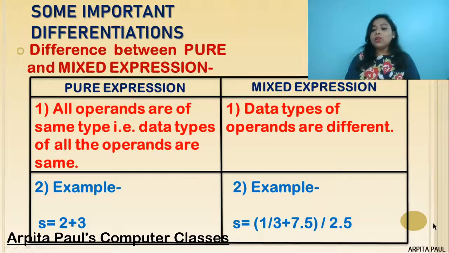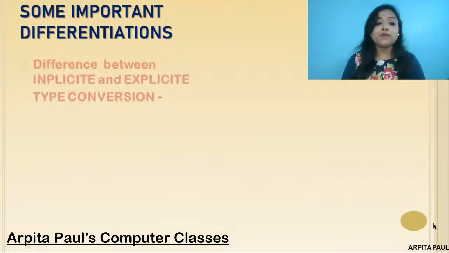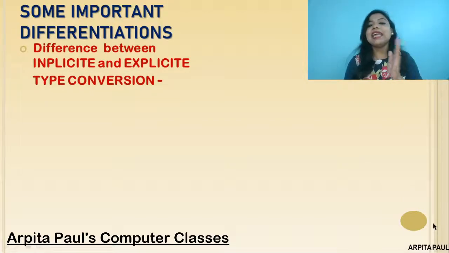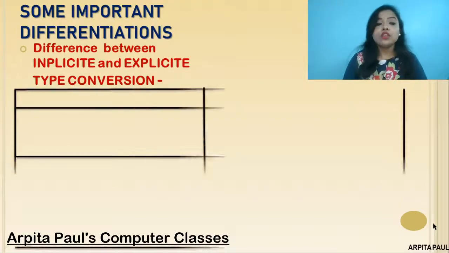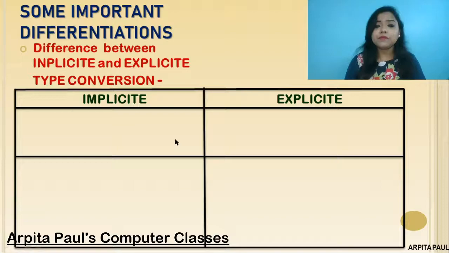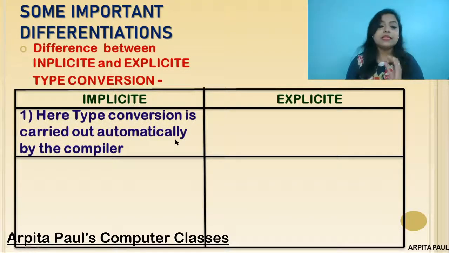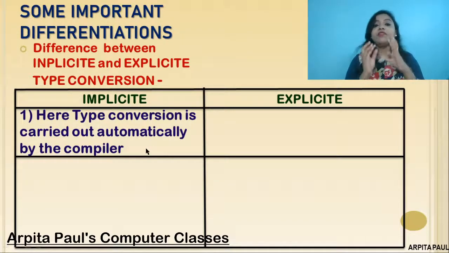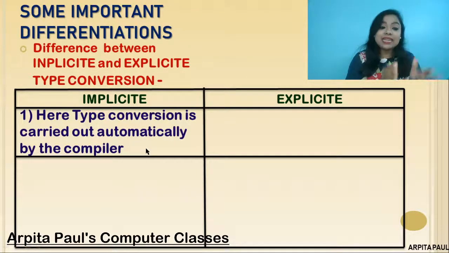Okay, now let's move on to the next one, that is the difference between implicit and explicit type conversion. So what is the basic difference? You can see in case of implicit type conversion, it is carried out automatically by the compiler. Type conversion means basically we convert from one data type to another, and if it is done automatically by the compiler, then it is called implicit type conversion.